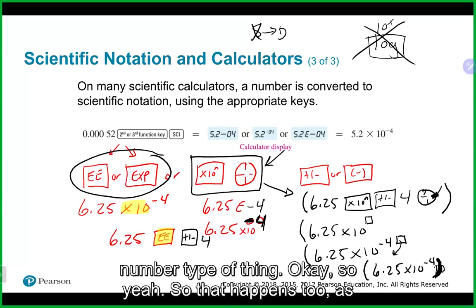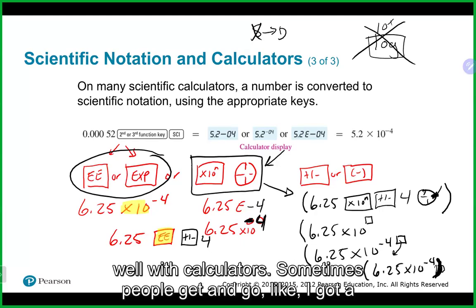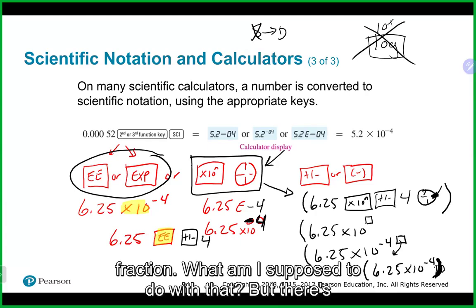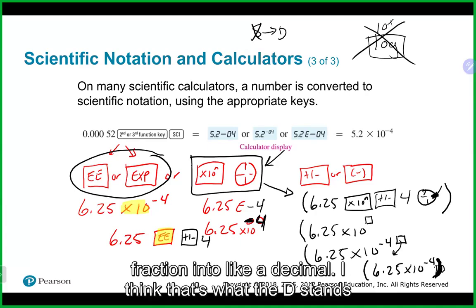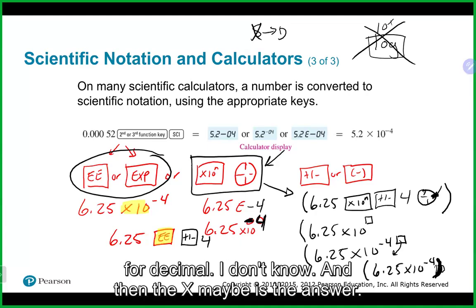So yeah, that happens with calculators. Sometimes people go, I got a fraction, what am I supposed to do with that? But there's usually a button you can push and it'll turn that fraction into a decimal. I think that's what the D stands for, decimal. I don't know. And then the X maybe is the answer and stuff like that.